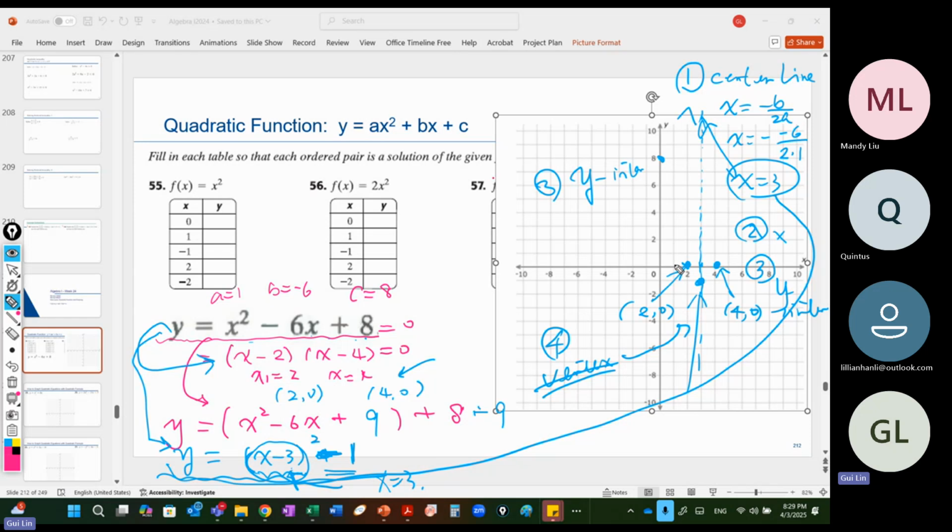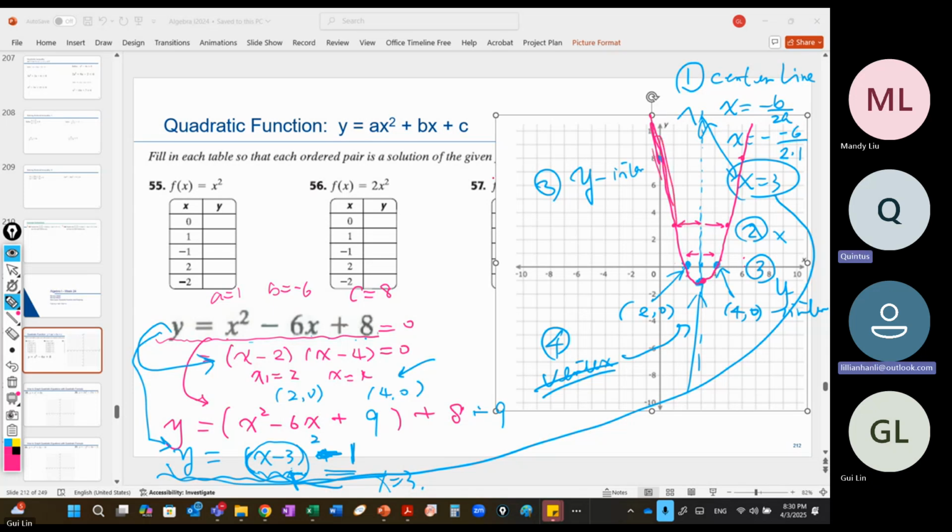Actually, if you want to do more, you can plug in another number, like 1. When x equals 1, y equals what? 1 minus 6 plus 8, that's 3. They cross this dot too. So make this link together. When x equals 4, it also crosses this dot. We also get one more: when x is 6, it also crosses 8. So they are symmetric. You can see here is symmetric, here is symmetric, and this is the vertex. Does it make sense now?